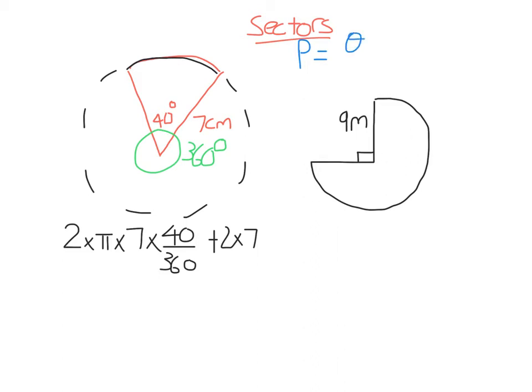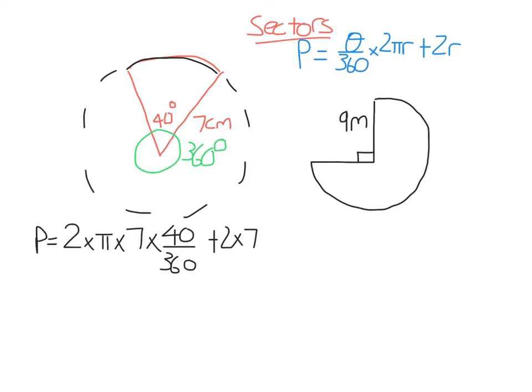Theta over 360, where theta is the angle in the middle, tells you what fraction of the circle you have, times 2 pi r. That gives you the arc length, and then you need to add 2 lots of the straight edge like we did here. That's the formula I could have used to get this number here. So this is the perimeter of the whole sector.